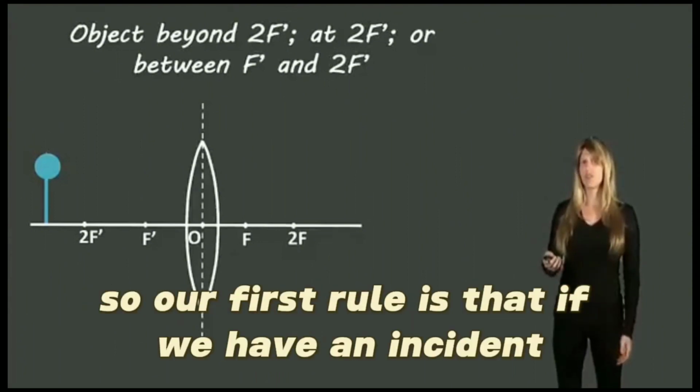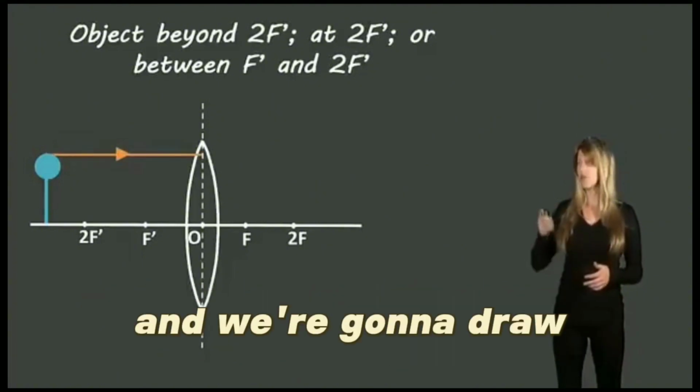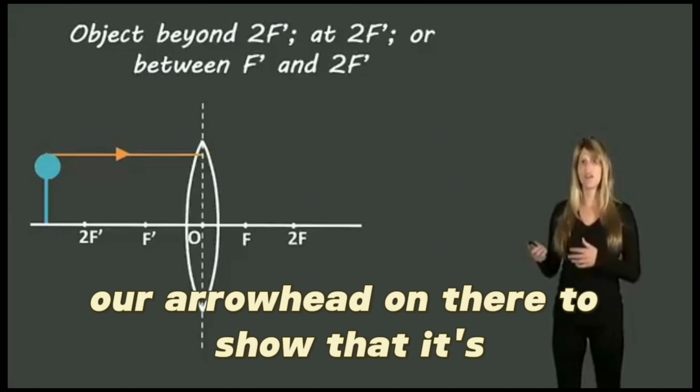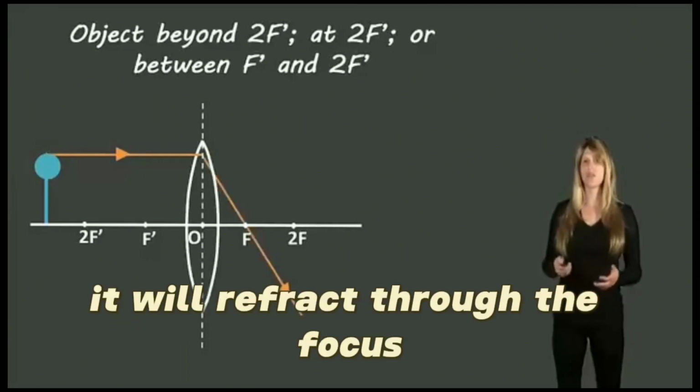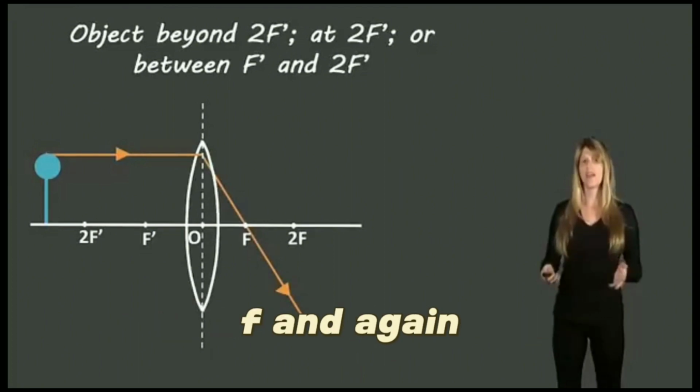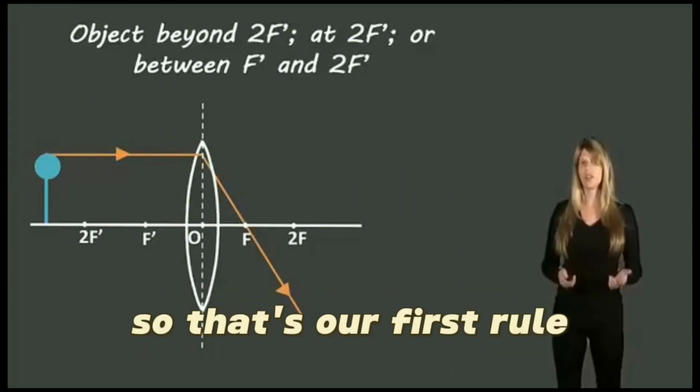So our first rule is that if we have an incident light ray that's parallel to the principal axis, and we're going to draw our arrowhead on there to show that it's moving towards the lens, parallel to the principal axis, it will refract through the focus. So it will go through F. And again, we put another arrowhead on there to show that the light is moving in that direction through F. So that's our first rule.